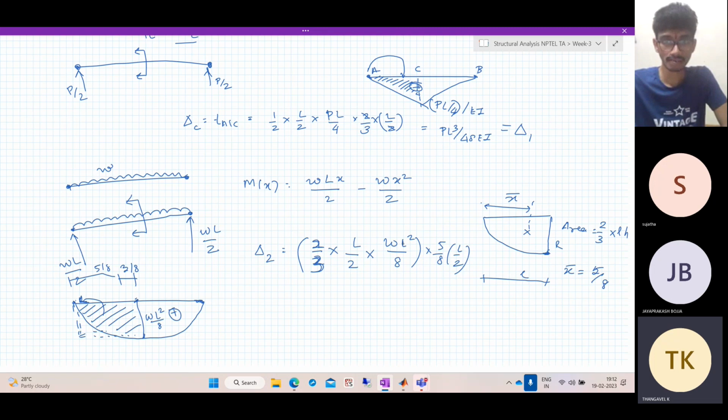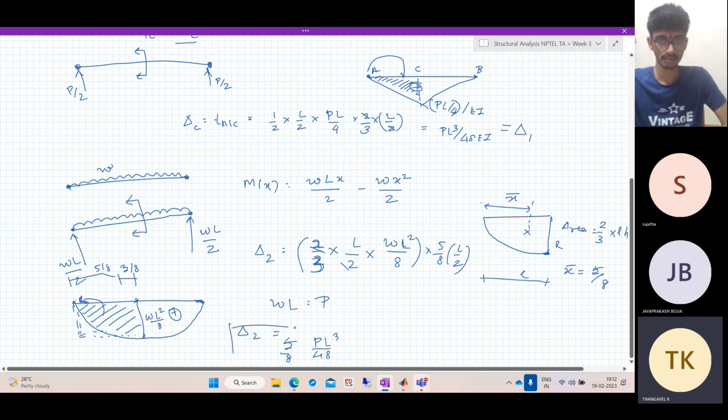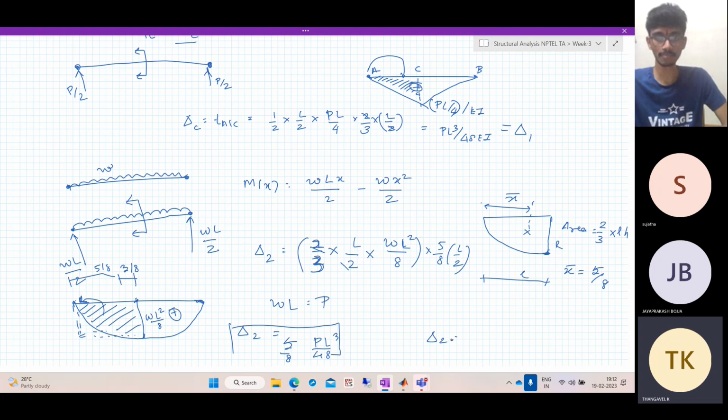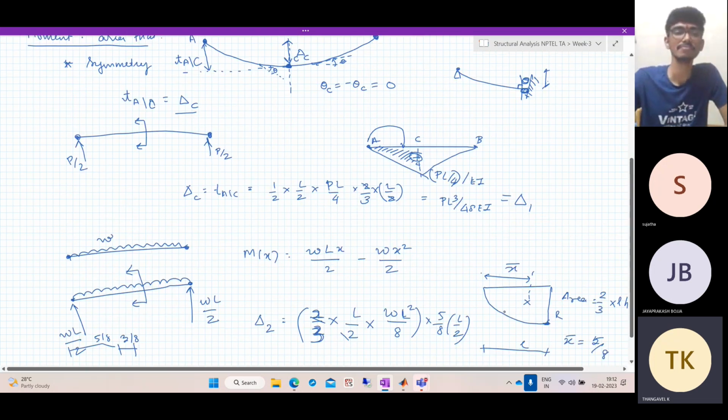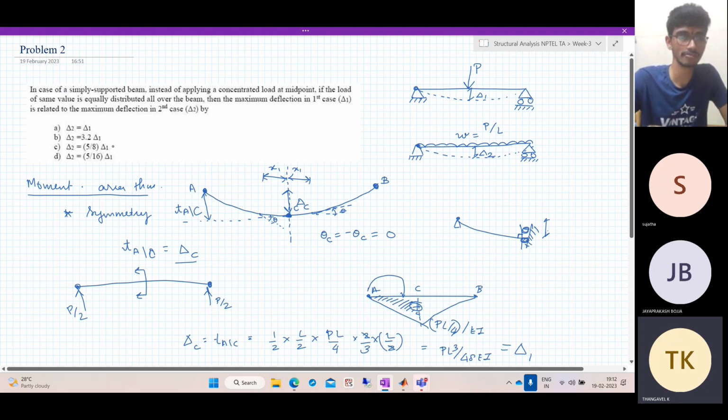But what do we have? We have that the loads are the same. So the total load WL is equal to P. So here I can replace WL as P. So what do I get? Delta 2, again 2 gets cancelled. 8 3s are 24, 24 2s are 48. I'll get a 5 by 8, P L cubed by 48 EI. We already found that it is delta 1. So delta 2 is nothing but 5 by 8 delta 1. So that's the answer.